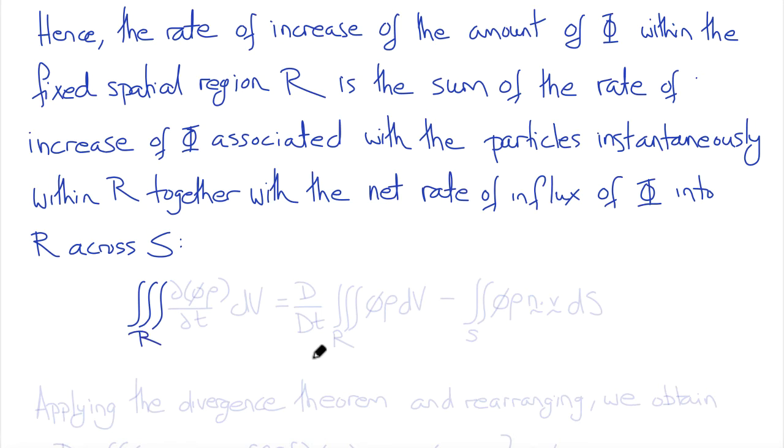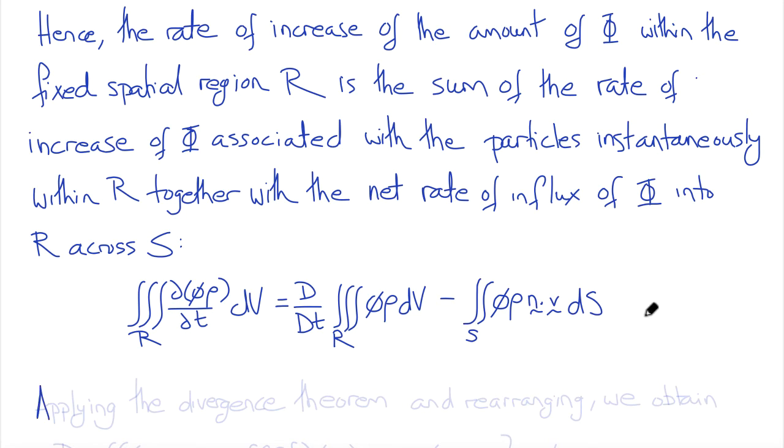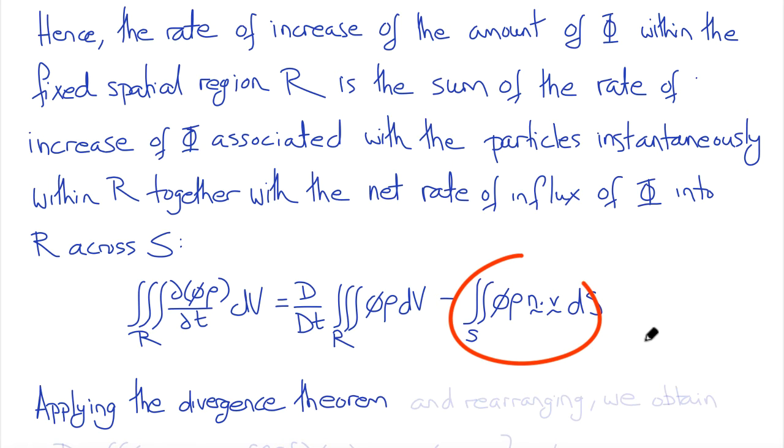So mathematically, this statement above would be the partial derivative of little phi times rho with respect to time integrated over the volume equals the material derivative of the volume integral of phi times rho with respect to volume minus the surface integral over S of phi times rho times n, the outward normal, dotted with v, the velocity vector, integrated with respect to the surface. And remember, the minus sign here for an influx is because the n is an outward normal, and so this term here would represent an outflux, an outward flux.